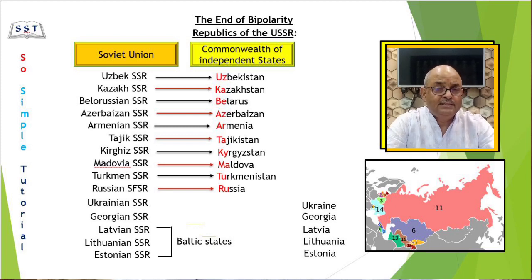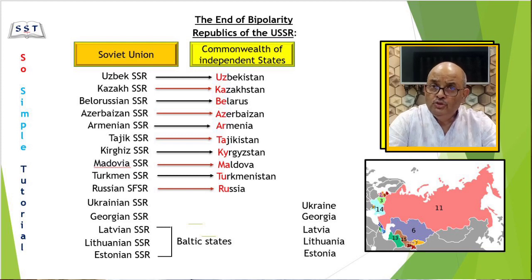Turkmen SSR, this is Turkmenistan today. Armenian SSR, this is Armenia. Latvian SSR, this is Latvia. Estonian SSR, this is Estonia today. And Tajik SSR, this is Tajikistan today. The Russian Soviet Federative Socialist Republic, that is Russian SFSR, is just one state of the USSR, the largest one and the most dominant among them.